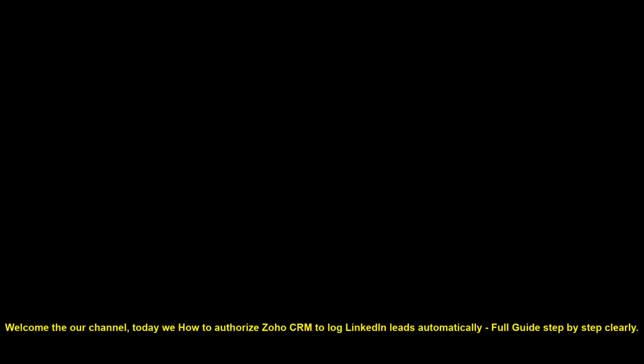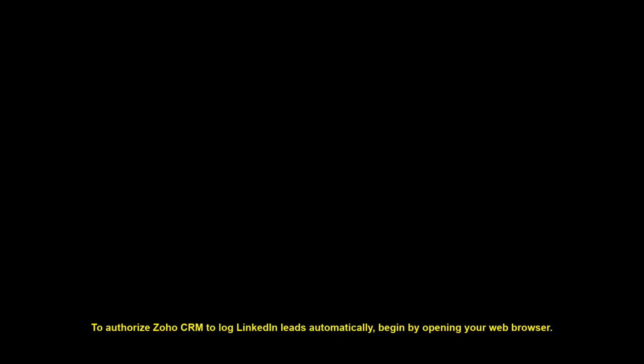Step by step clearly. To authorize Zoho CRM to log LinkedIn leads automatically, begin by opening your web browser. Navigate to the Zoho CRM website and log into your account. Once logged in, locate the top navigation bar and click on the Settings option.